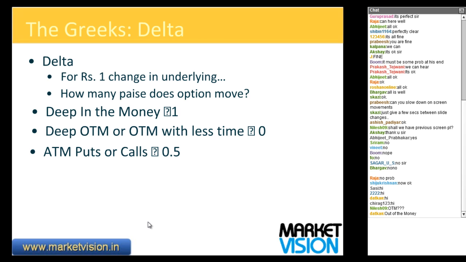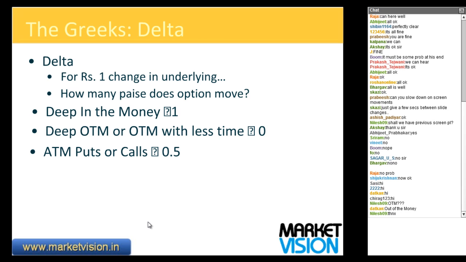Now the idea of why this Greek was invented is because you have a portfolio, you may have a stock, you may have calls, you may have puts, you may have all sorts of things in your portfolio. But if you take the delta of all of these positions together, those deltas will add up to some number. And that will tell you that for a 1% move in the market, how much does my portfolio move?